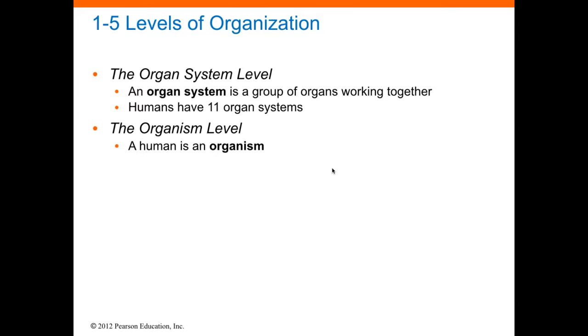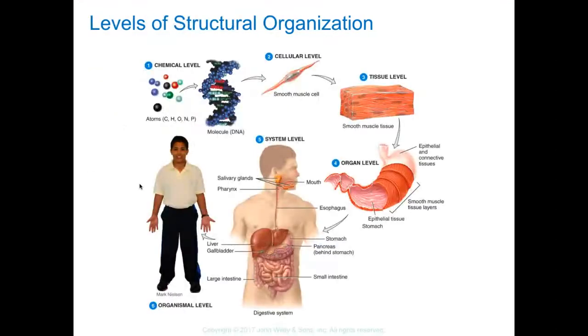So when you take all of those systems, like the cardiovascular system, the digestive system, the immune system, the reproductive system, the respiratory system, the integumentary system, the urinary system, right? You take all of these systems and you bring them together, now we have the organism.